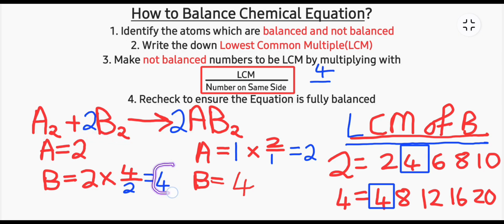Remember what I told you about how to multiply by a number: you multiply by the LCM over the number on the same side. So after so many examples we have done, you can balance it, and if you don't fail, it will be just like college problems.